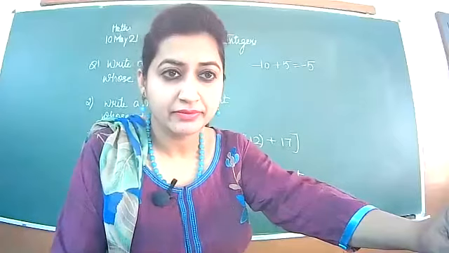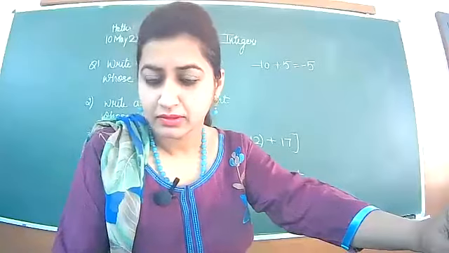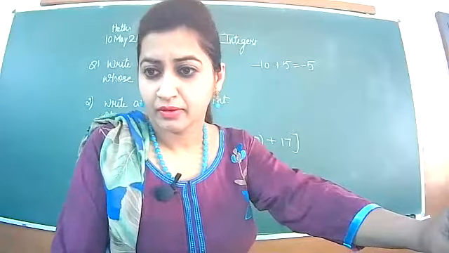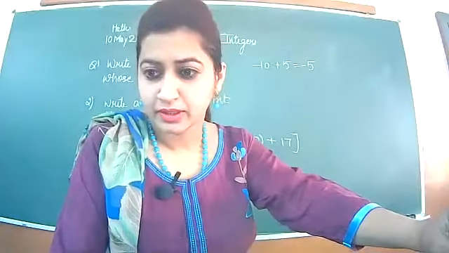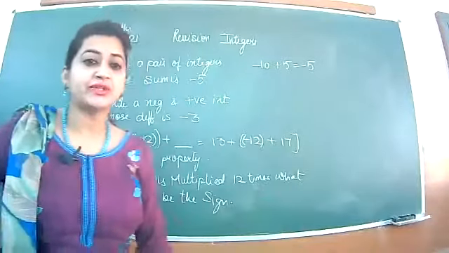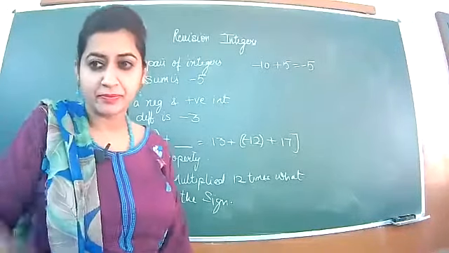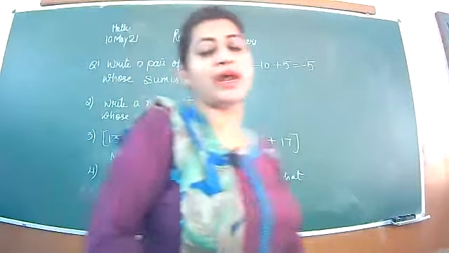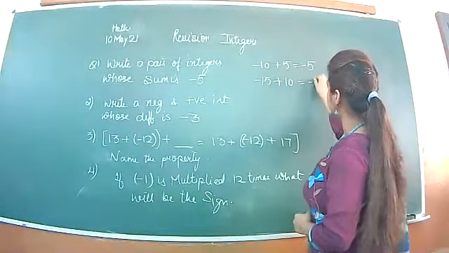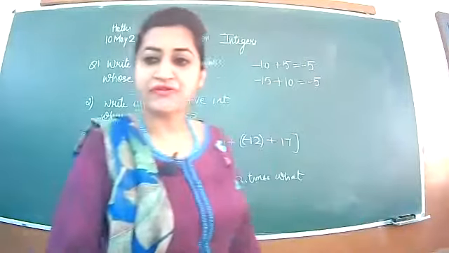Yes, Angel. Janvi, can you tell me the pair whose answer is -5 on addition? So another pair that Jalash has told is -15 plus 10, that is -5. Now, write a negative and a positive integer whose difference is -3.